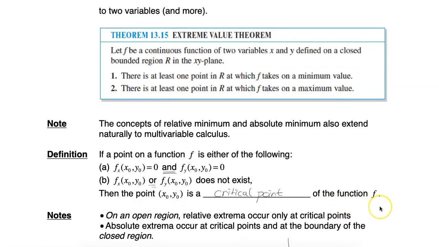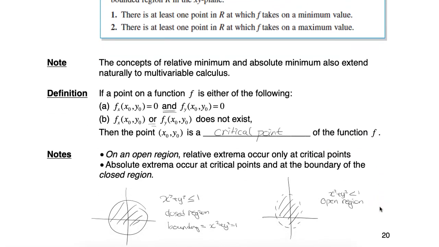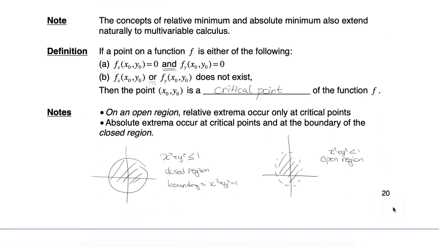So we're going to define a critical point, and once again you're going to see that it is very similar to what we knew from regular one variable calculus. If a point on a function is such that the two directional derivatives are both equal to 0, then it is called a critical point. Or if you have a situation where either fx or fy do not exist, or both of them, then it is also called a critical point. So once again, this is similar to what we saw in regular calculus. If the derivative is 0, or if the derivative does not exist, then we have a critical point, provided the point exists.